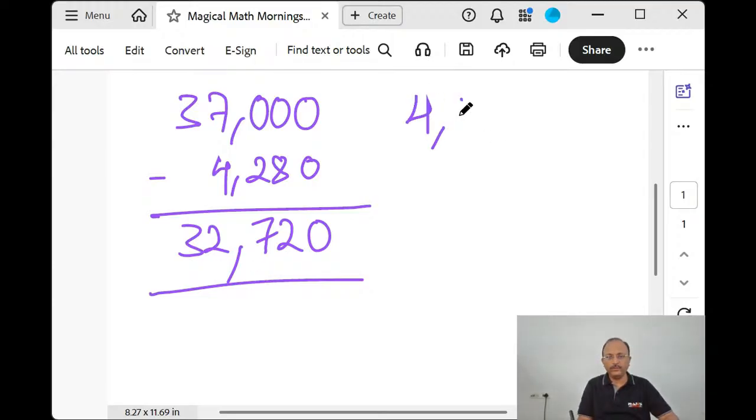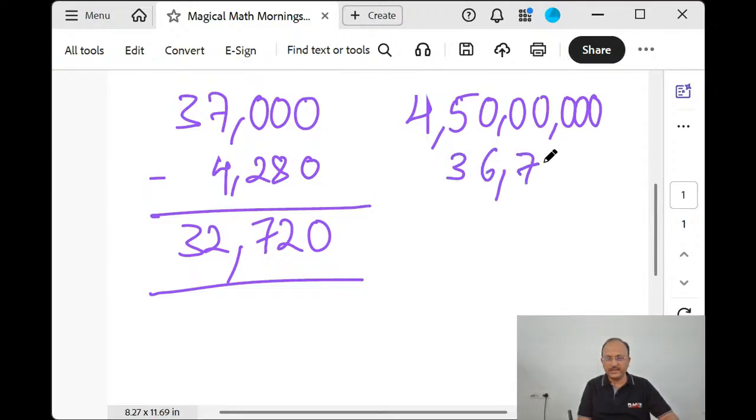4 crore, 50 lakh minus 36 lakh, 70,800. Do this.